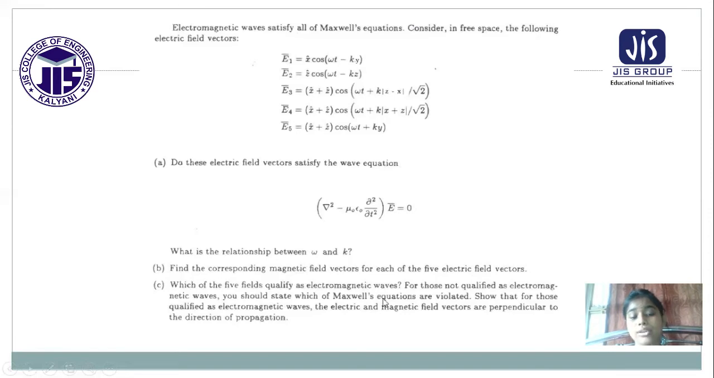Now you have to remember the relation between the magnetic field and the electric field, obviously. Which of the 5 fields qualify as electromagnetic waves? For those not qualified as electromagnetic waves, you should state which of Maxwell's equations are violated. Now show that for those qualified electromagnetic waves, the electric and magnetic field vectors are perpendicular to the direction of propagation. So all this problem is your assignment. You try to solve it yourself first, then I'll help you.